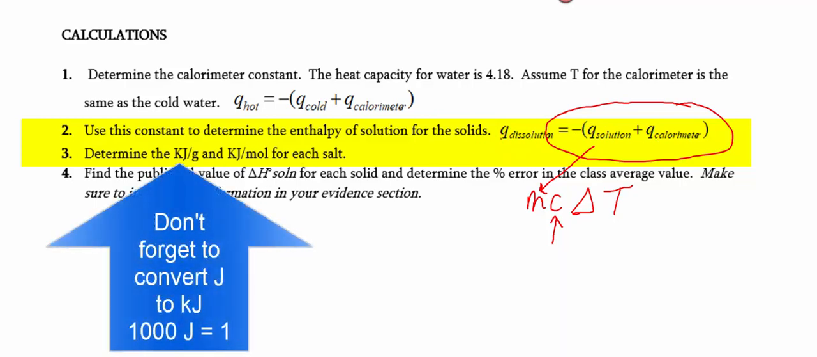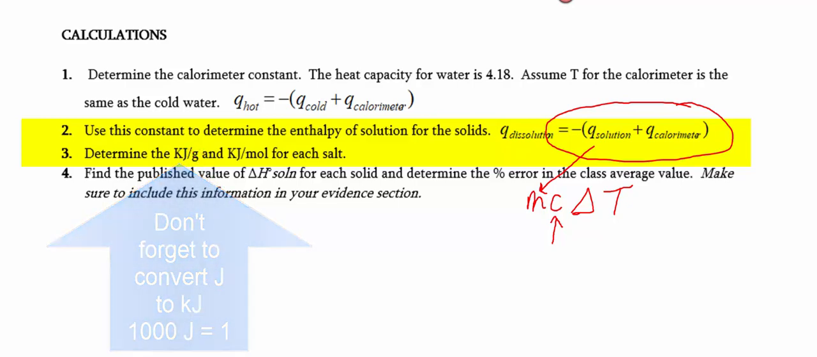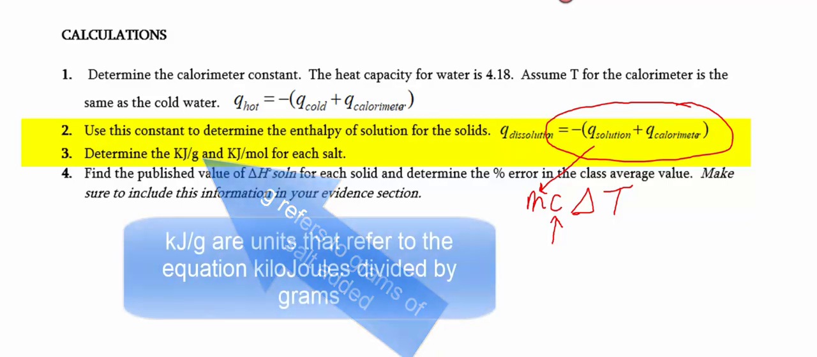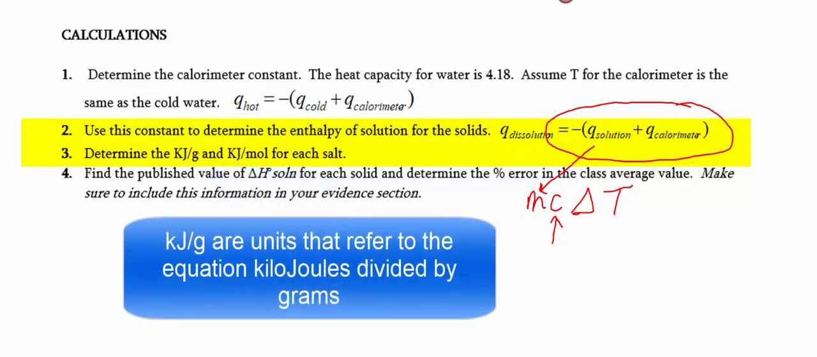Once you have that, that's going to be in joules. Then you are going to convert it to kilojoules. Remember, there are 1,000 joules in 1 kilojoule. And then you're going to convert it to kilojoules per gram. You should know how many grams of salt that you measured out. Don't put 5 unless you had 5.000 grams. By the way, this is an equation, so it's kilojoules divided by grams. So if you had 5.007 grams, you'll divide your Q of dissolution by 5.007 grams.